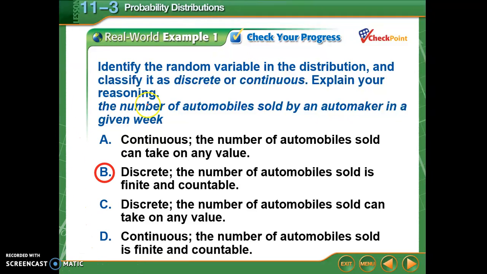All right, the answer here is B, the number of automobiles sold in a given week. This is discrete because it can be counted. The number of automobiles would be my random variable x. It's finite and countable, so it is discrete.